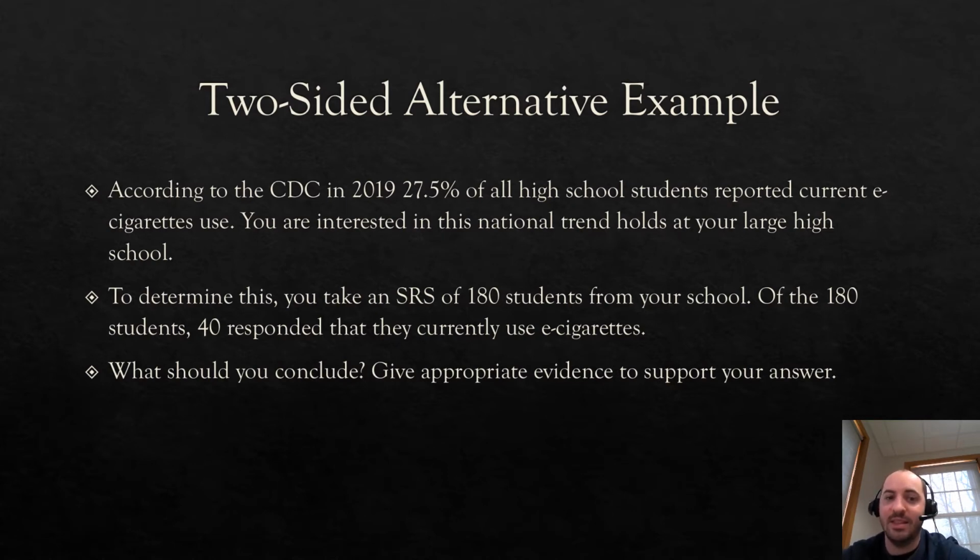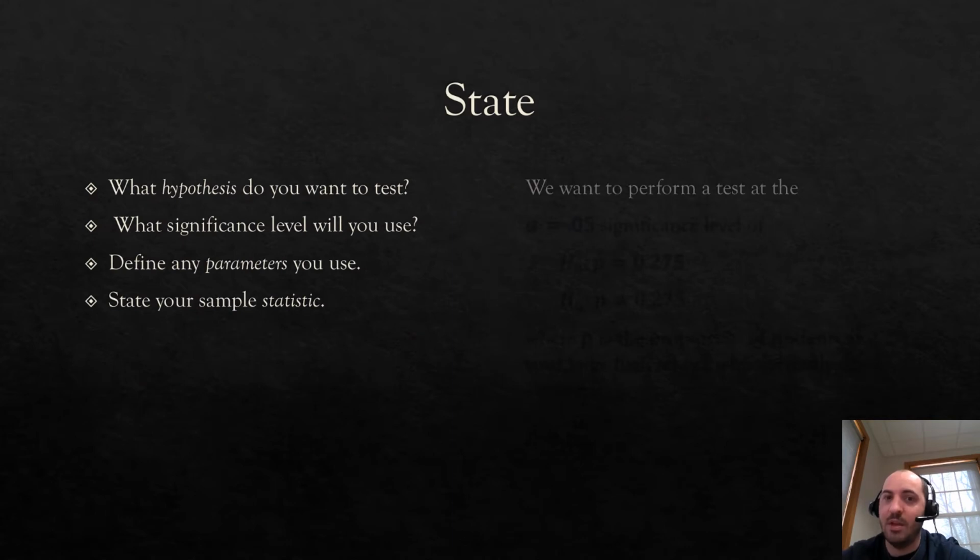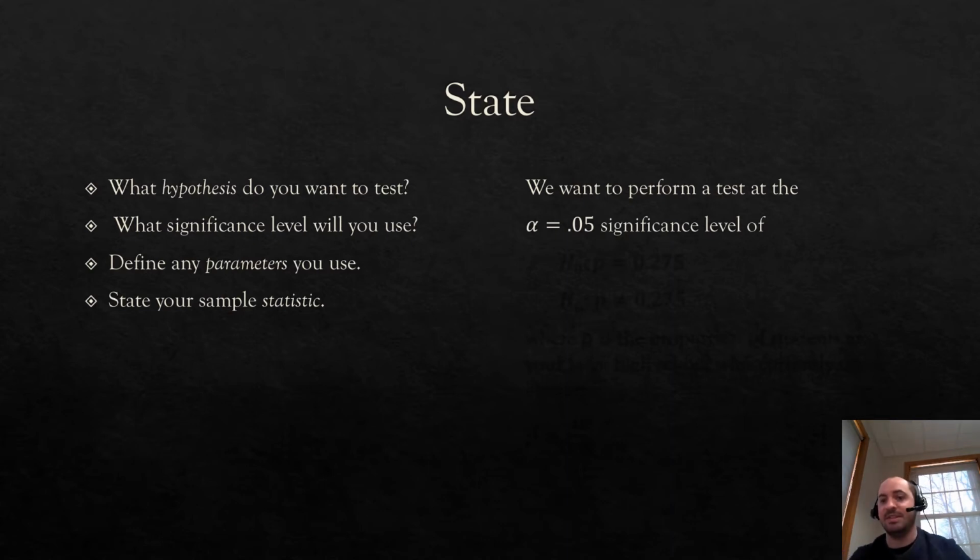So let's jump into the stating phase. We're going to perform a hypothesis test with a significance level of 0.05. I didn't give you a significance level in the statement of the problem. So whenever you're not given one, you should default to assume it should be 0.05, unless it's a life or death situation, then maybe set it lower.